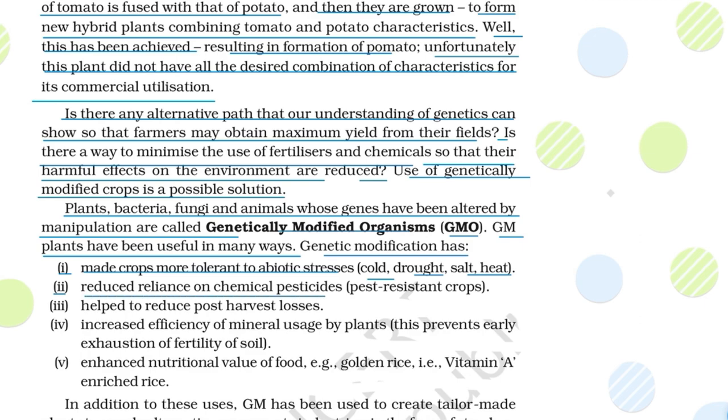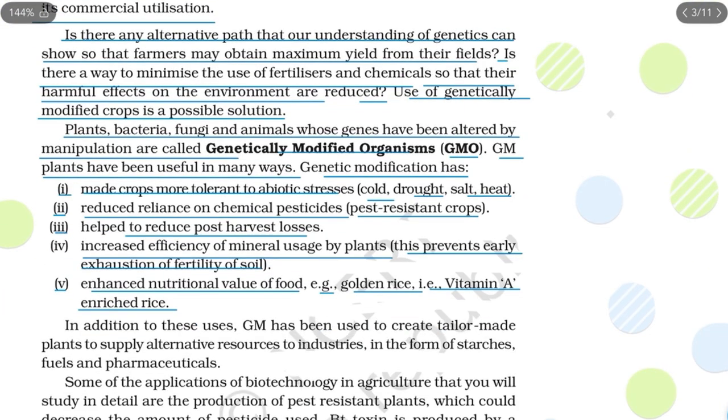Second, reduced reliance on chemical pesticides, pest resistant crops. Third, help to reduce post harvest losses. Fourth is increase the efficiency of mineral usage by plant. This prevents early exhaustion of fertility of soil. Fifth is enhanced nutritional value, for example golden rice. It means vitamin A enriched rice.